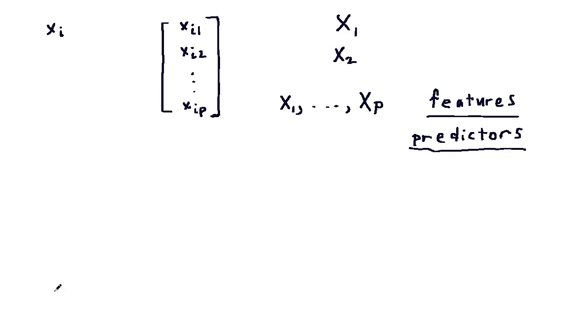Now y1 through yn. So these are little y's. y1 through yn are instances of the output variable y, which is called the response.